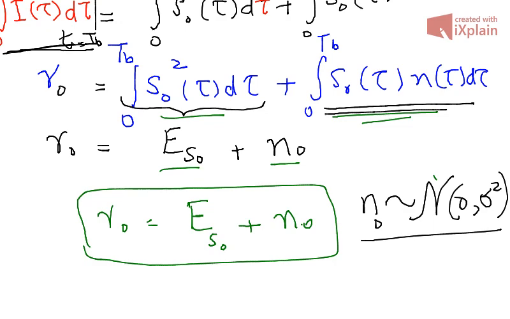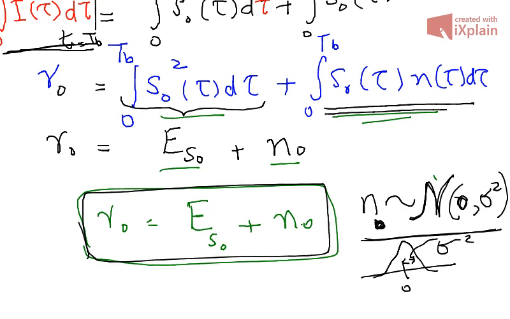N naught is normal, this N for normal or Gaussian. So it has a Gaussian curve with mean 0 and certain variance sigma square. Whenever you observe this type of notation, keep in mind that if you want to plot the PDF of n naught, it would be Gaussian, bell shaped. The mean is 0, and the spread depends upon the variance. Now we have this R naught, the number which is equal to the energy of the signal and the noise term. This is from the upper branch.